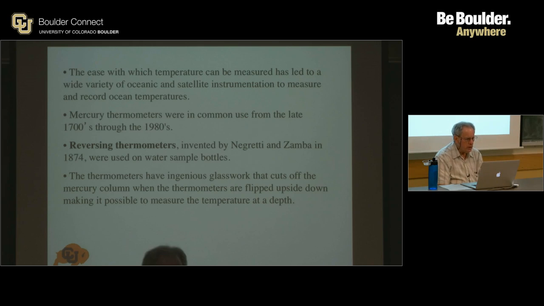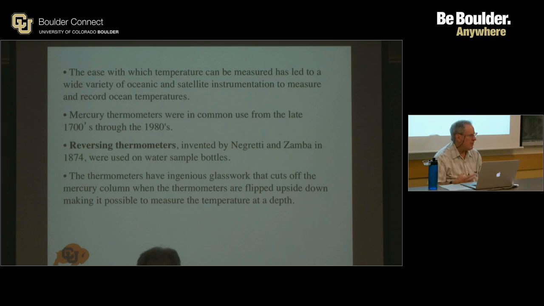So some really clever guys, Negretti and Zambra, does that sound like Englishmen to you? These guys were in England. They developed this in England. So they invented the reversing thermometer.